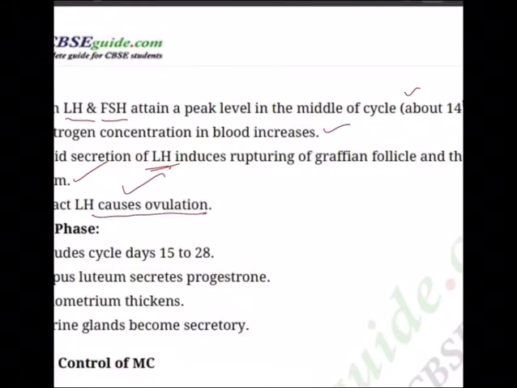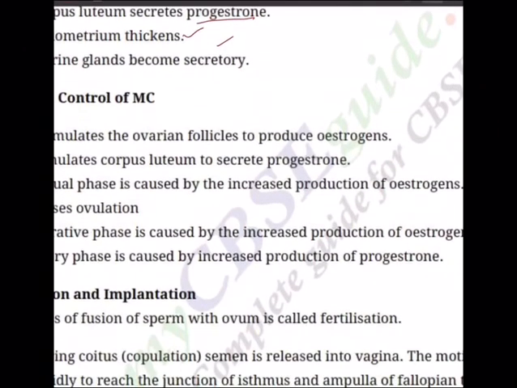Again, this is one more question. What causes ovulation? Under what influence does ovulation take place? It is LH, luteinizing hormone. And we come to the fourth phase. It includes the cycle days of 15 to 28, and corpus luteum secretes progesterone, and endometrium thickens again. Uterine glands become secretory.